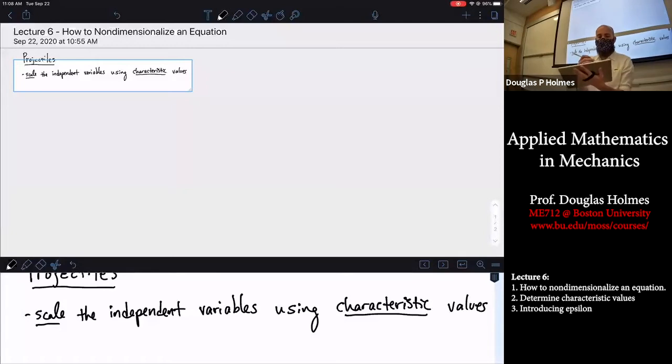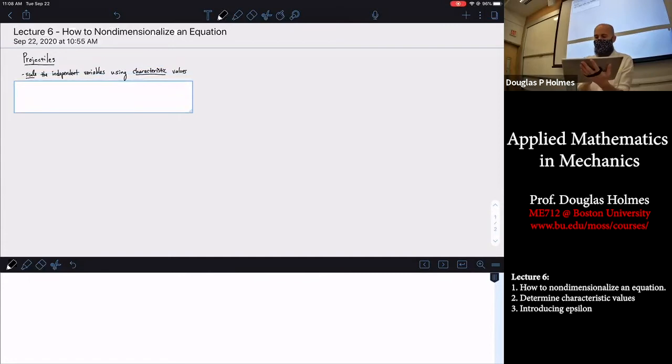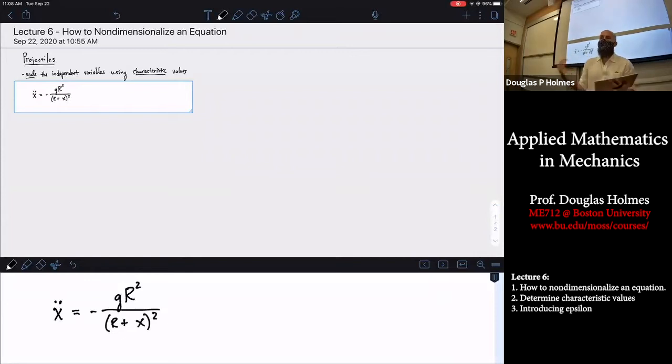So let's go back to this projectile problem. If you recall, the projectile problem deals with the acceleration, the second time derivative of x, where x is the vertical height of your projectile, and this is equal to negative gR squared over (R plus x) squared. R here is the radius of the Earth, g is the acceleration due to gravity on Earth, x is the height of the ball, and the over dot represents a time derivative, so two over dots represents the second derivative with respect to time.